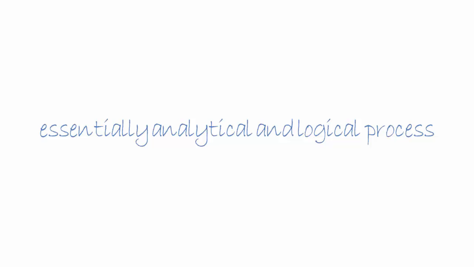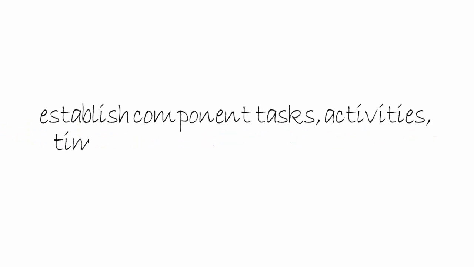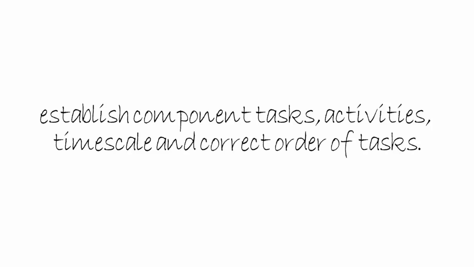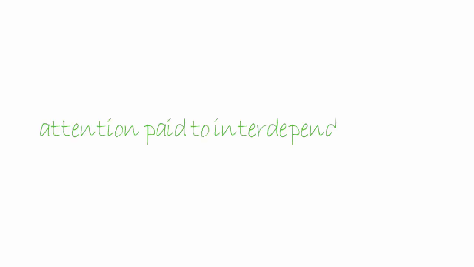Stage 3. The project is planned in detail. It is usual to involve the team in this, as it is important to anticipate every possible detail of the project and plan around it. It is essentially an analytical and logical process, establishing the component tasks and activities, their timescale, and the correct order of the tasks. Particular attention needs to be paid to interdependent tasks, where one task cannot be begun until another is completed. Delay to one task will delay the other.